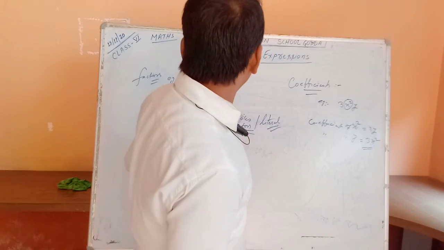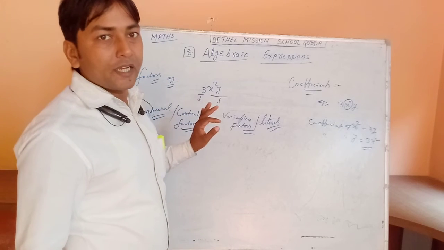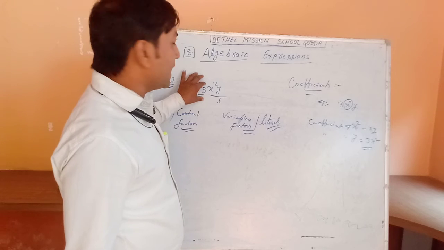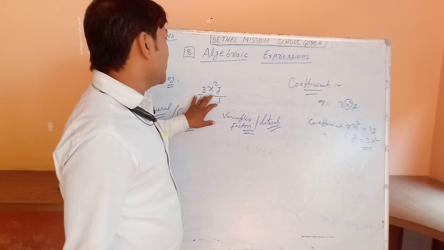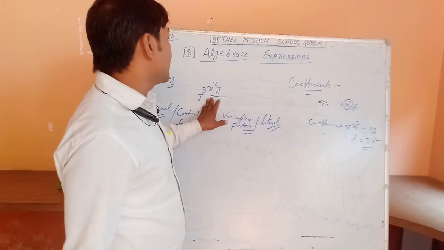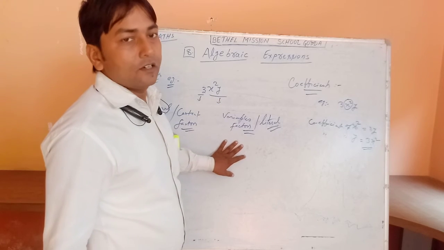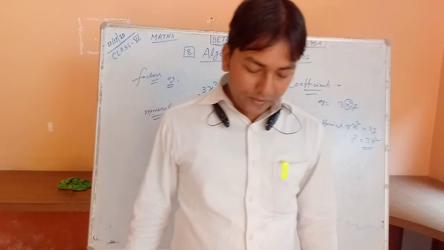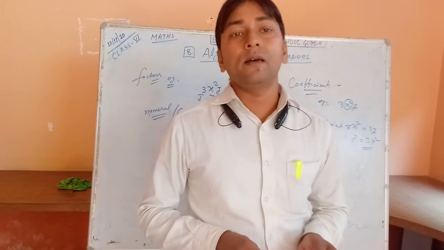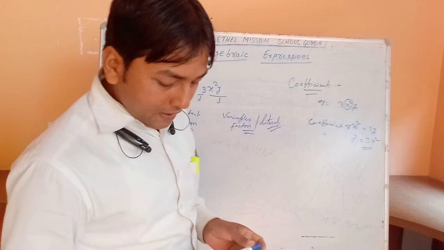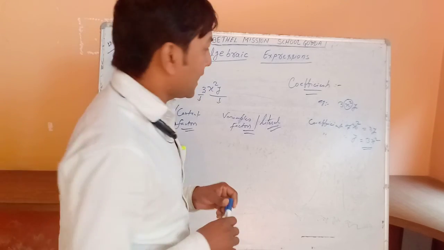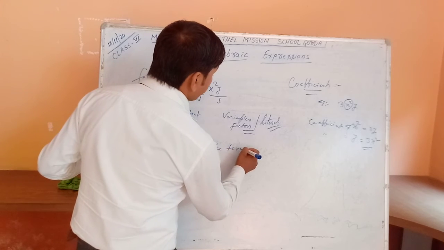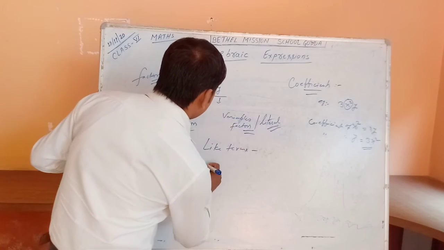And here we learn about factors. What is a factor? There are two types of factors: numbers we say numeral factors, and letters are called literal factors. Okay, I hope you got it. Now we solve some examples, and before that, also like terms and unlike terms. Now we also learn like terms and unlike terms.